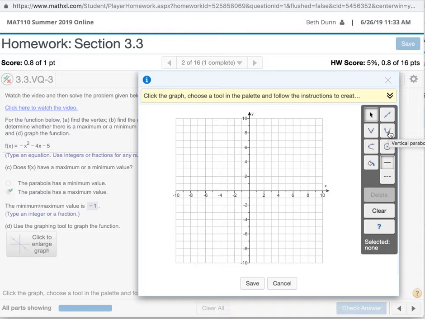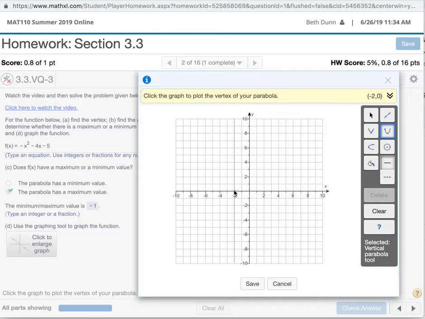I want to use the vertical parabola tool. If I hover over that, you'll notice the description of the tool shows up. So make sure you're using the vertical parabola tool. So I'll click on that, and then I'm going to go to the vertex, which, if you'll remember, was negative 2, negative 1. So I'm going to click on the vertex. So that's the first point that I plotted.